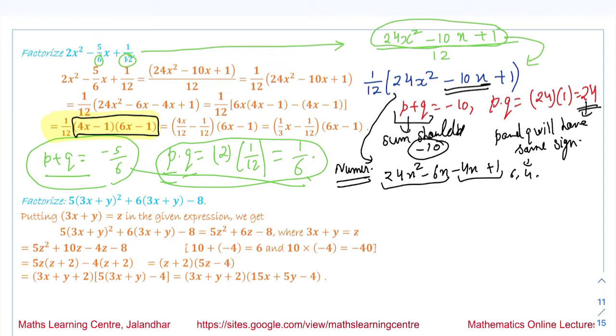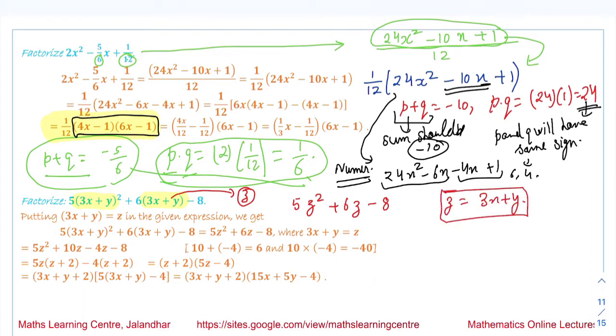Now the next we have is 5 into (3x plus y) whole square plus 6 into (3x plus y) minus 8. So this term is same in both these cases. So what we do, we substitute this as, say, z. So our problem becomes 5z square plus 6z minus 8. This is our polynomial. Whatever answer we will get, we will replace z is equal to 3x plus y. In our final answer, we will replace z with 3x plus y.